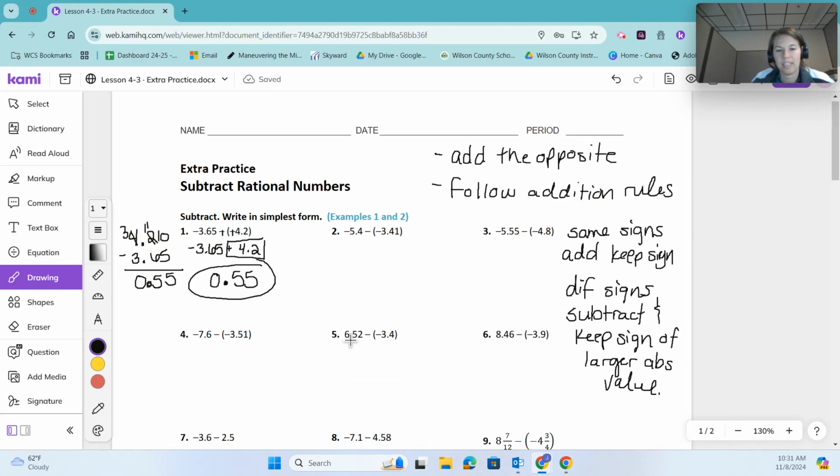Right here, we are doing the same thing. We have 6 and 52 hundredths minus negative 3 and 4 tenths. So we add the opposite. So this becomes 6 and 52 hundredths plus 3 and 4 tenths. Okay, same sign. So we add and it's going to be positive. So we have 3.4. We add 2 plus 0, 5 plus 4, 3 plus 6. And we end up with 9 and 92 hundredths.